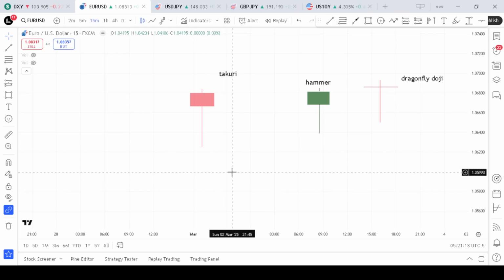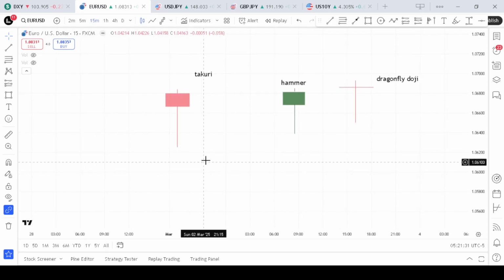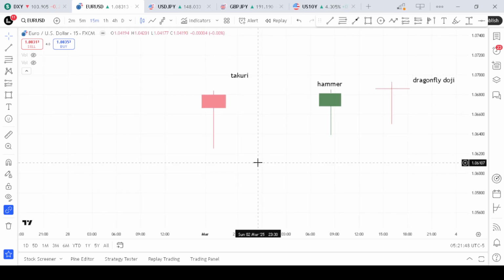And in today's video, we are going to be talking about the Takuri candle pattern. The Takuri candlestick pattern, a frequently misunderstood signal that can improve your trading approach. By the end of this video, you would understand exactly how to identify a genuine Takuri pattern. So stay with me until the end of this video, as we will not only break down how to identify the Takuri pattern, but also reveal how you can use it effectively to improve your trading exit and entry points.